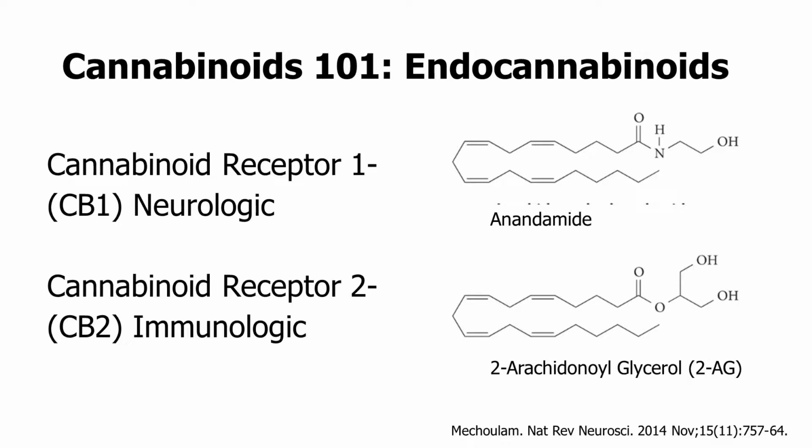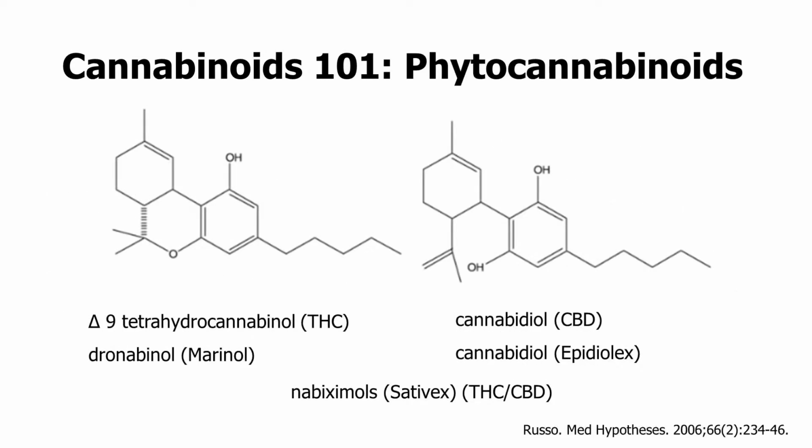And what about marijuana? So marijuana is made up of phytocannabinoids, so that is cannabinoids derived from plants. There are over 120 known phytocannabinoids, and they all have a variety of activity on cannabinoid receptor 1 and 2, as well as many other neurologic receptors in the human body. But the two most common ones, and the ones that are the most well studied, are THC and CBD.